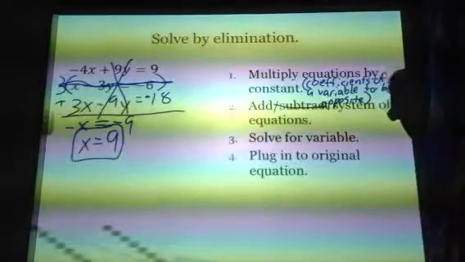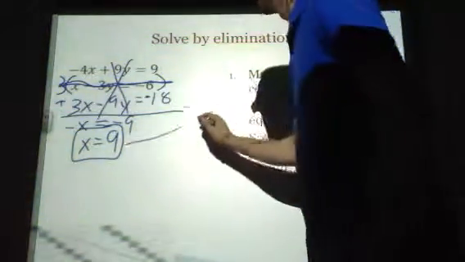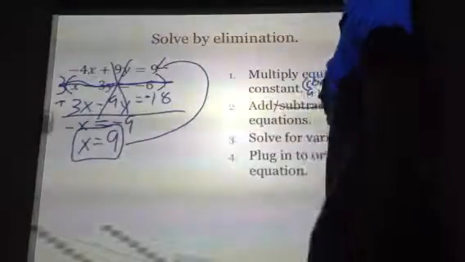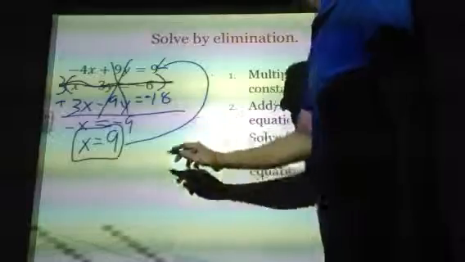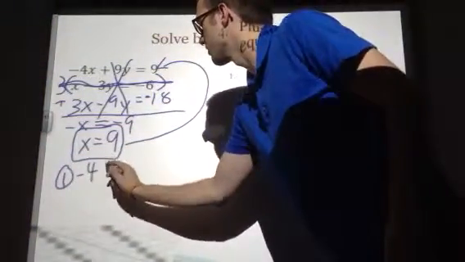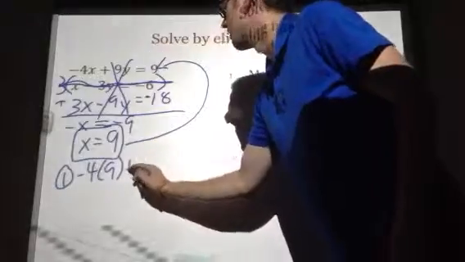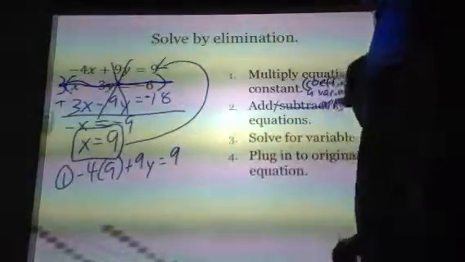Now step 4, plug into the original equation. Alright, so come back up here, plug it into one of the equations that we started with. I'll pick that top one. So, in equation 1, negative 4 times 9 plus 9y equals 9.